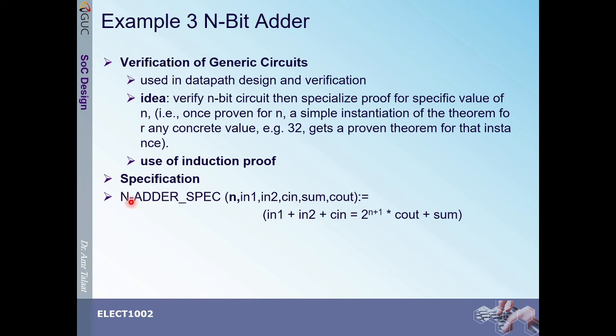I'm going to have an n-bit adder specification, which has n bits in1, in2, Cin, sum, and Cout. And I can say simply that the adder specification is in1 plus in2 plus Cin is equal to 2 power n plus 1 multiplied by Cout plus sum. The sum plus a Cout signal, which is one step forward than the sum, which is 2 power n plus 1. This is the adder specification.